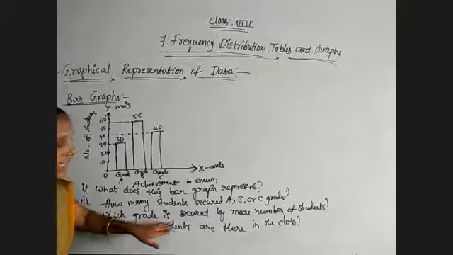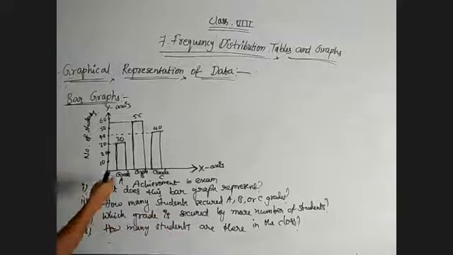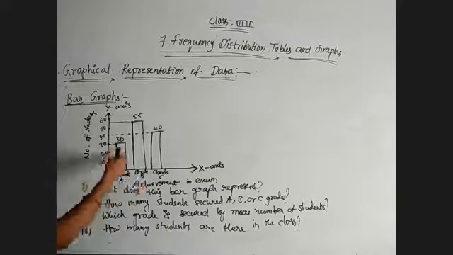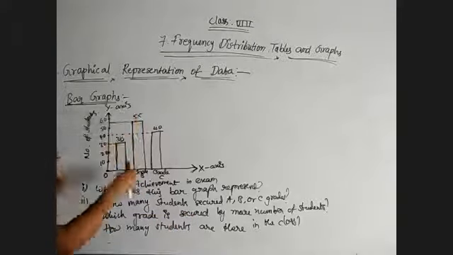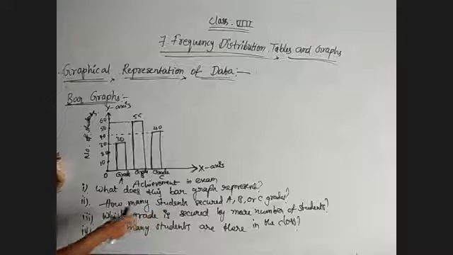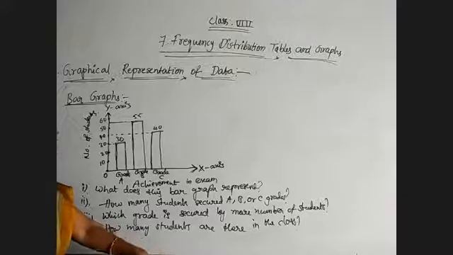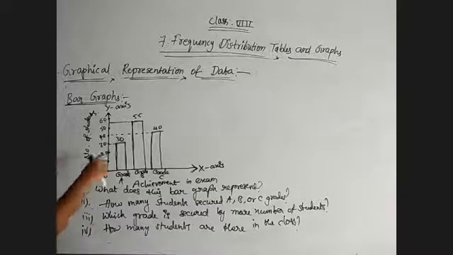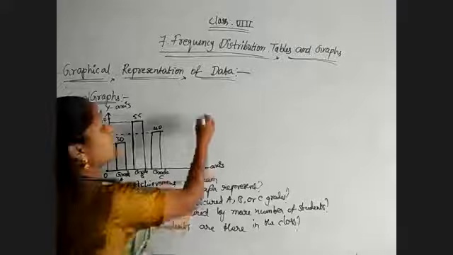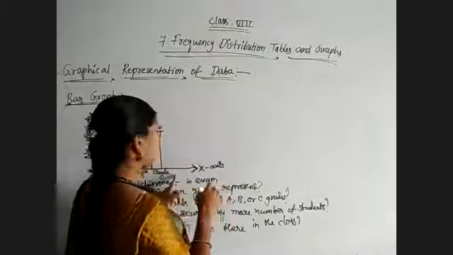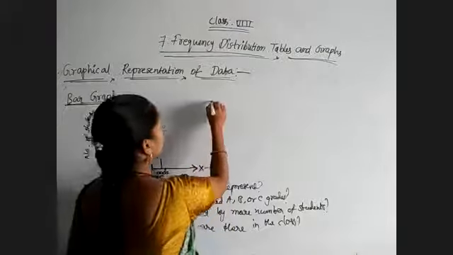Which grade is secured by more number of students? Just observe the length of the bars. Here grade B is more. Most of the students have scored grade B. Then, how many students are there in the class? Again total 30 plus 55 plus 40. That's all.